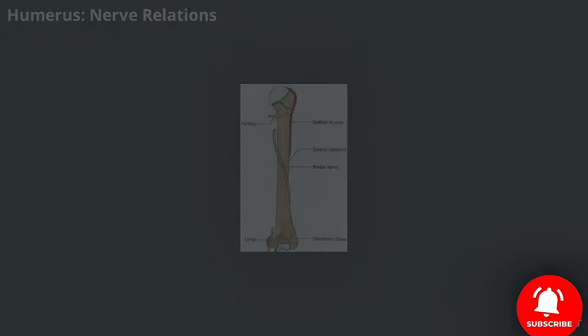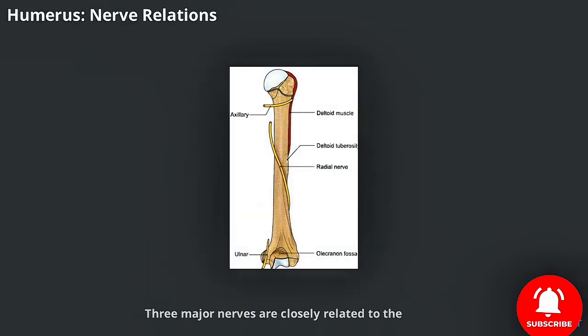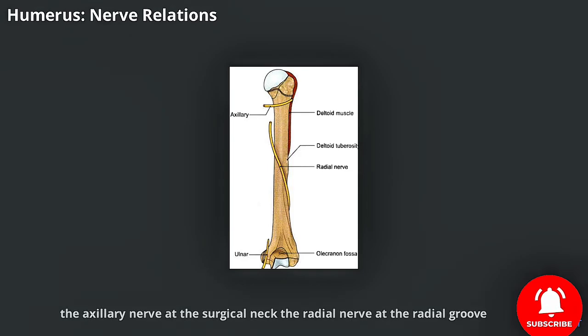Three major nerves are closely related to the humerus and are at risk of injury during fractures: the axillary nerve at the surgical neck, the radial nerve at the radial groove, and the ulnar nerve behind the medial epicondyle.